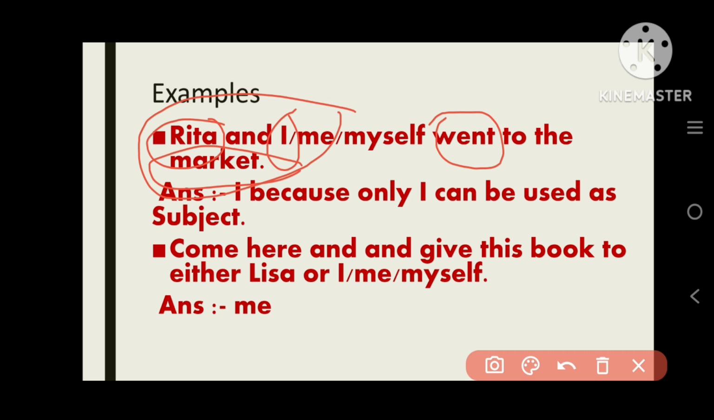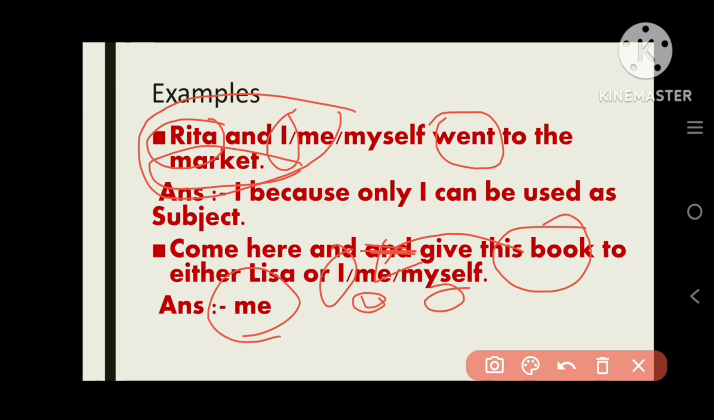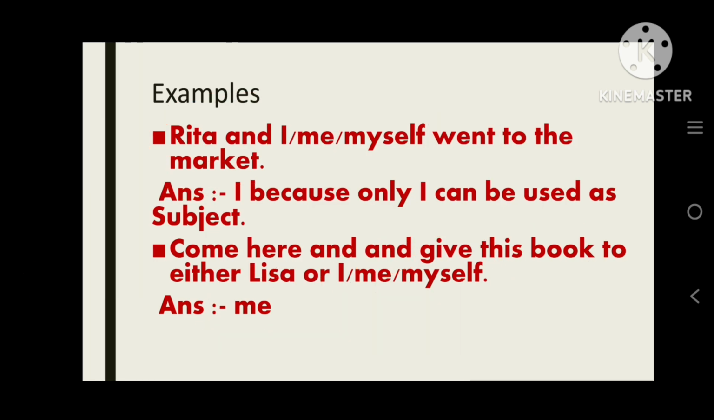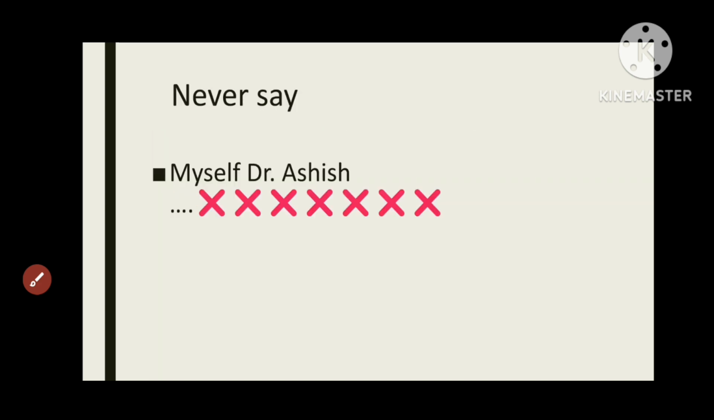Now another sentence: Come here and give this book to either Lisa, or is it I or me or myself? I hope you must have understood what the answer will be. Come here and give this book to me, because the action is being done on me. The book is being given to me. Here me is the object. So the answer is me. I hope you have clearly understood how I, me, myself is used.